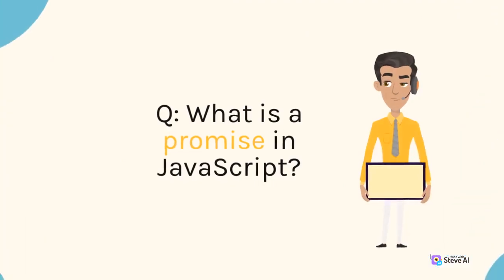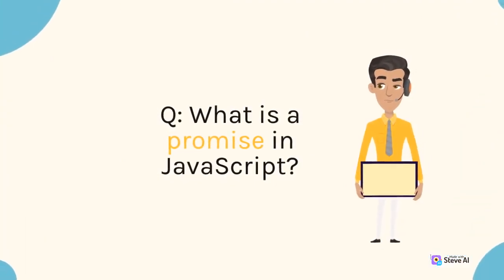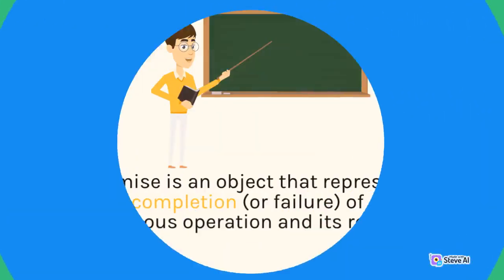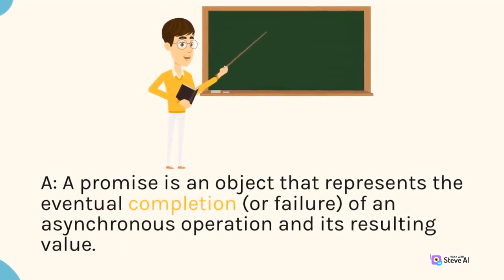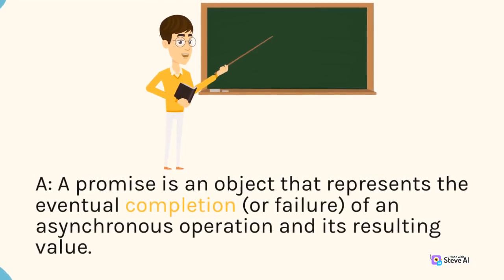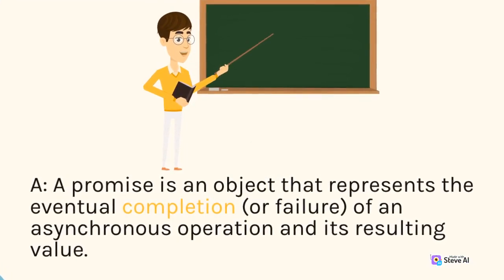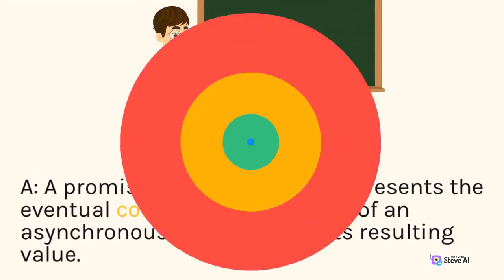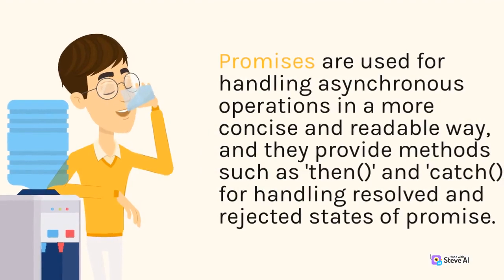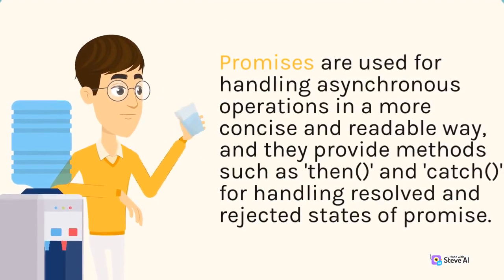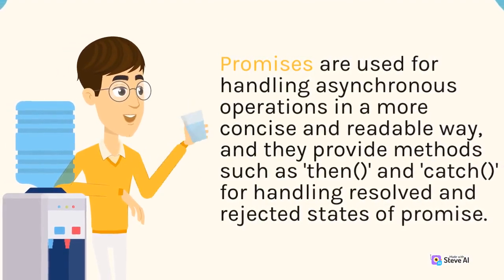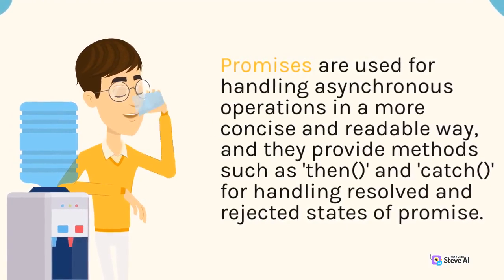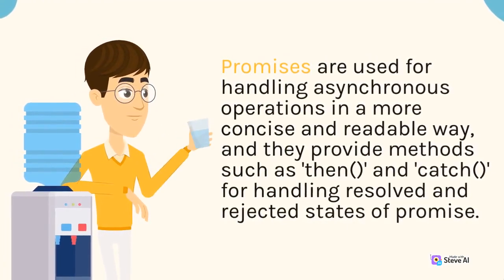Q. What is a promise in JavaScript? A. A promise is an object that represents the eventual completion, or failure, of an asynchronous operation and its resulting value. Promises are used for handling asynchronous operations in a more concise and readable way, and they provide methods such as then and catch for handling resolved and rejected states of a promise.